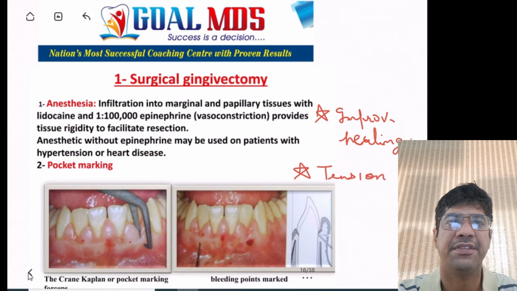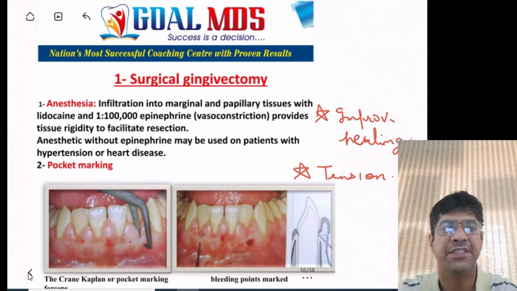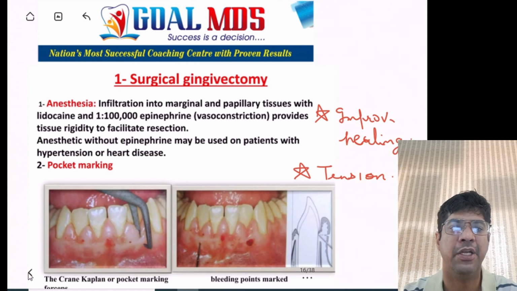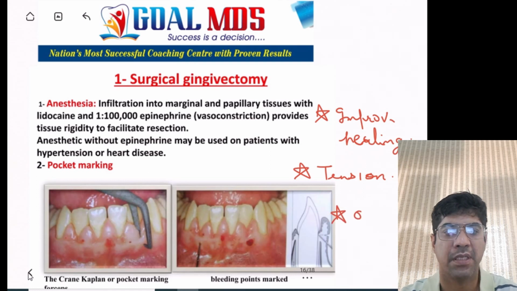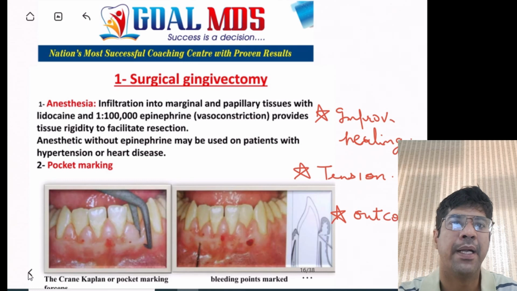Second, it reduces tension. The angle of the bevel reduces tension on the tissue when they are sutured back, so this can lead to better wound closure. Third is the better aesthetic outcomes.